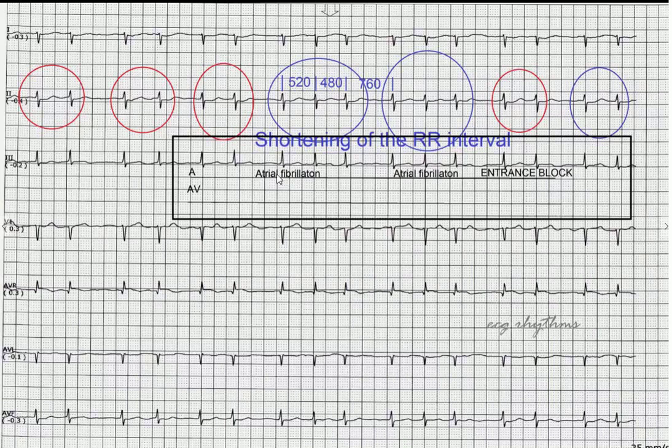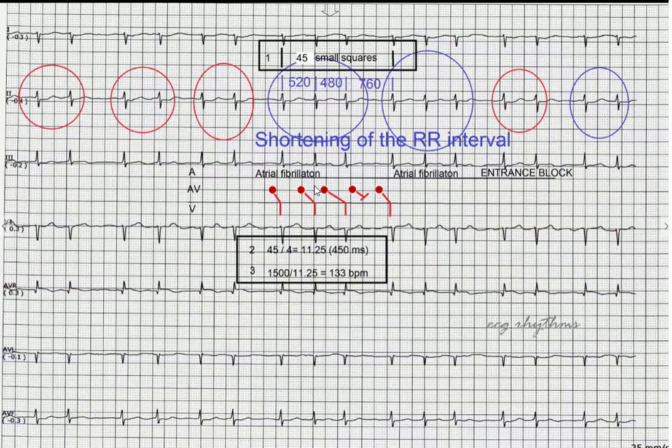So our dominant pacemaker in this case will be the junction, or the AV junction. So how do you compute for the AV junction looking at the existing QRS? Number 1 is to get the RR interval between the beginning of a cycle to the beginning of the next cycle. In this case, it's about 45 small squares.